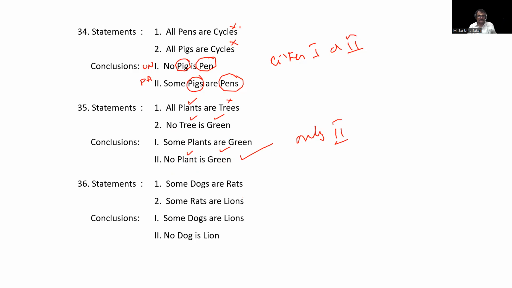Next 36. Some dogs are rats. No, no, no. Either 1 or 2. Some dogs are rats, some rats are dogs, some rats are lions, some lions are rats. No, there is no immediate inference. Why? Because both are particular. Only one complementary pair. This is particular affirmative and the second one is universal negative, and the subject and predicate are also the same. So what is the answer? Either 1 or 2, which is the required answer.